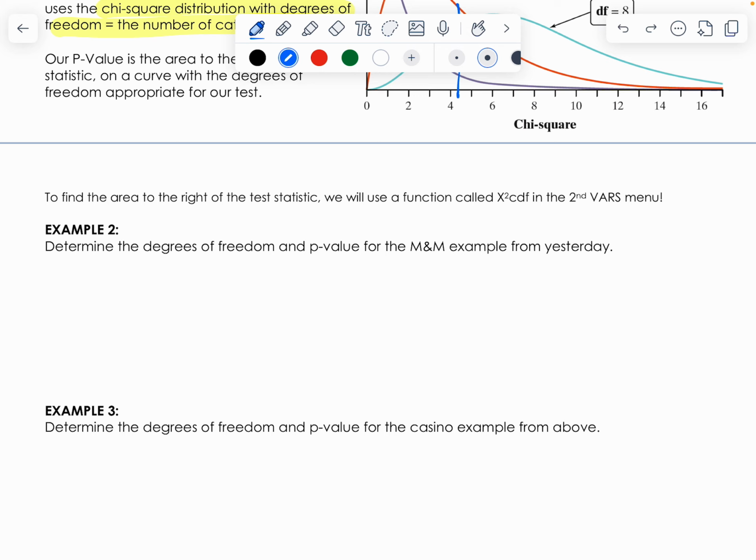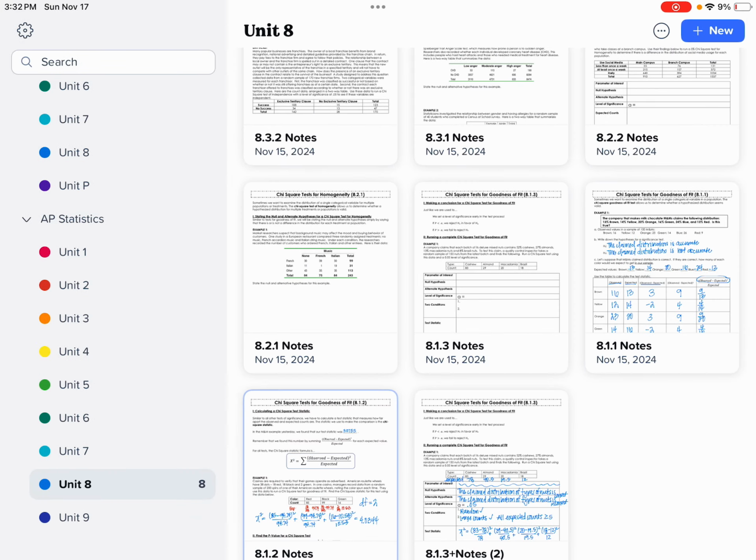So now we're jumping back to our M&M example from yesterday. I'm going to pull up my notes from that day.